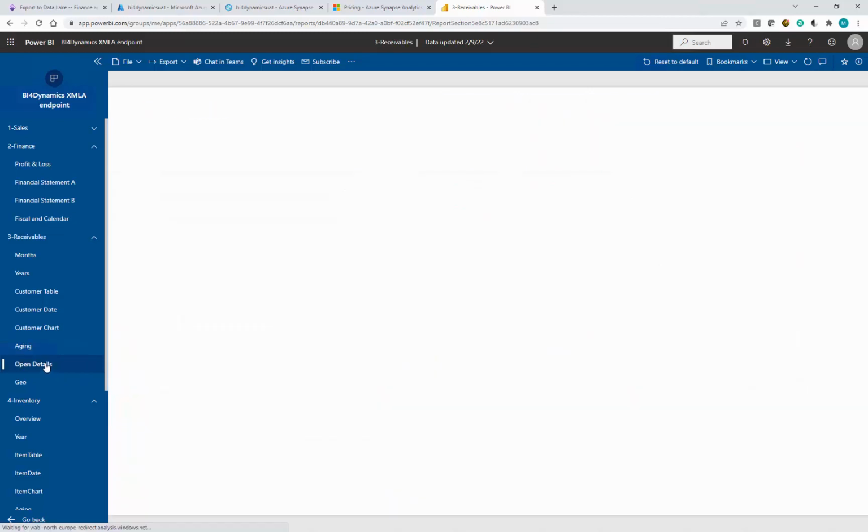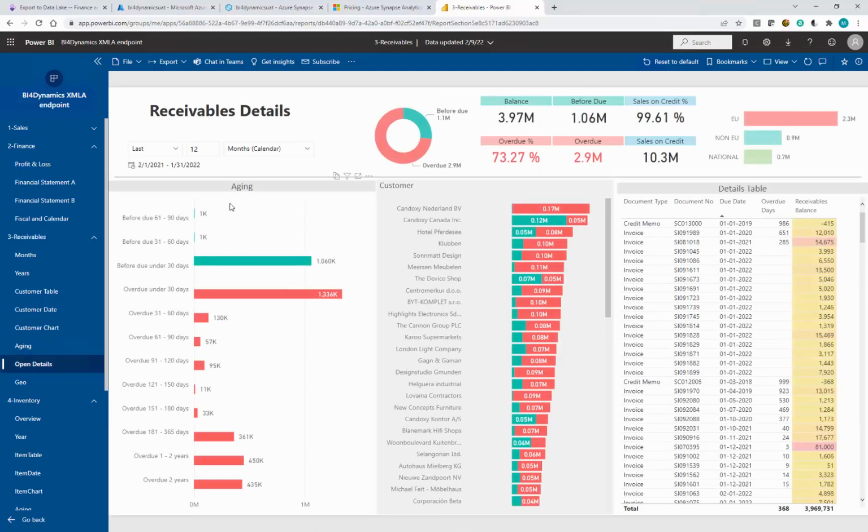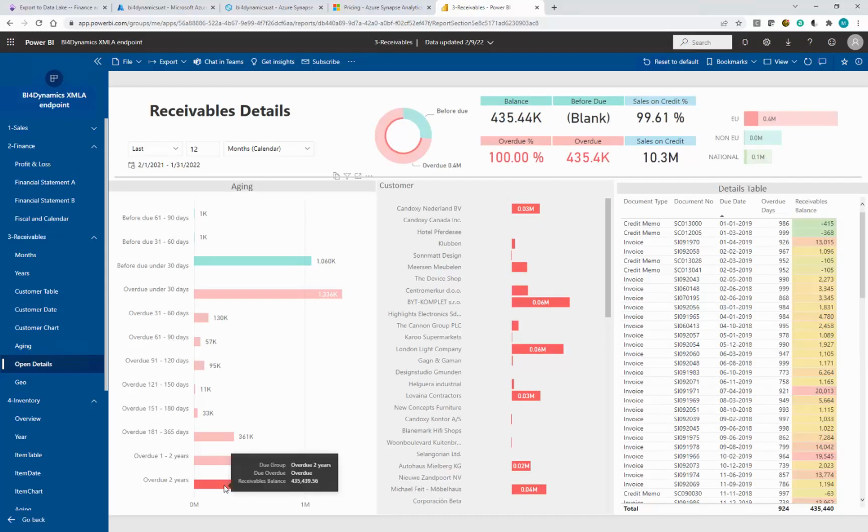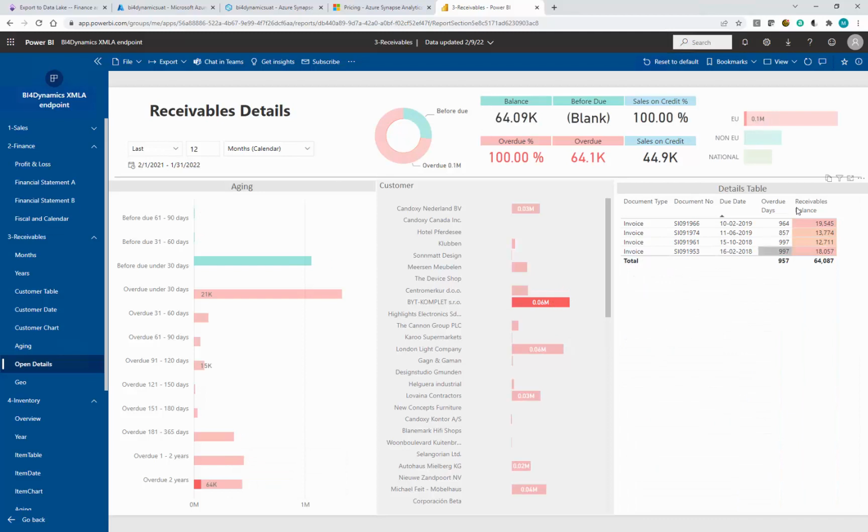Or for example, a top-bottom approach, if we are looking into the aging buckets, we can just ask who is owing us money more than 2 years. We can see this customer, and with one more click we have the documents that are open at that time for more than 2 years.